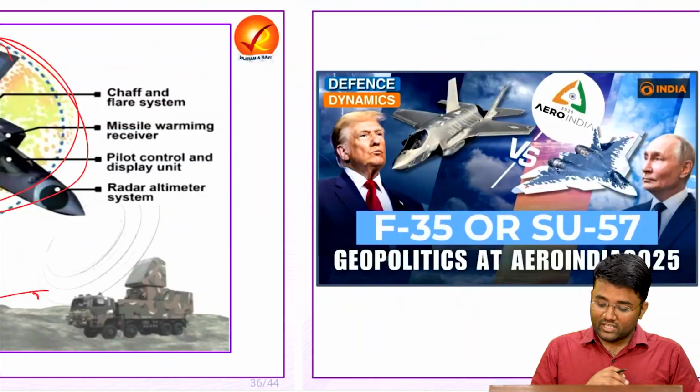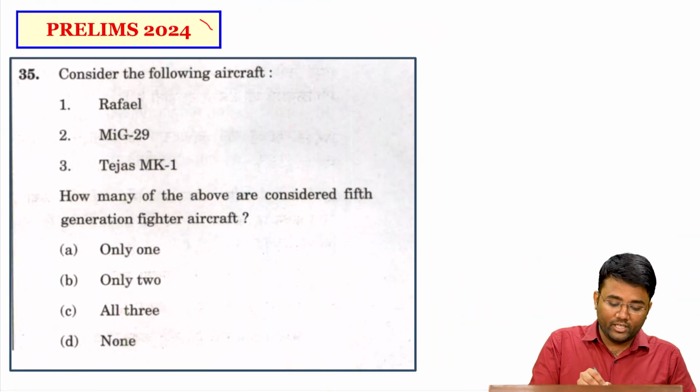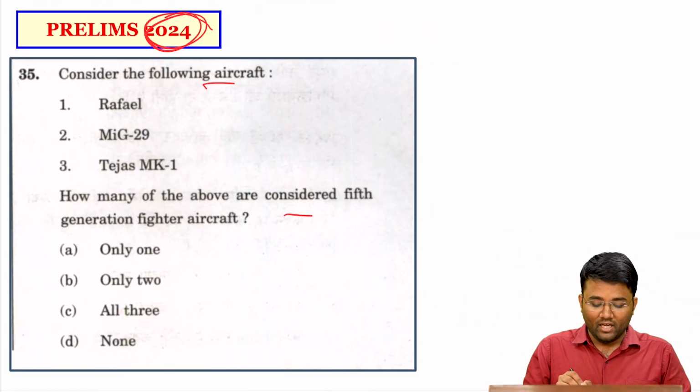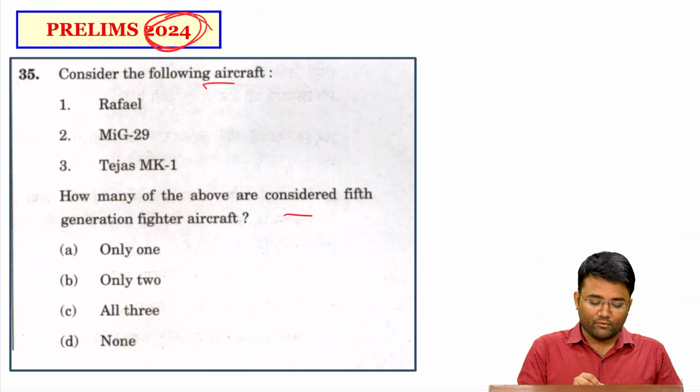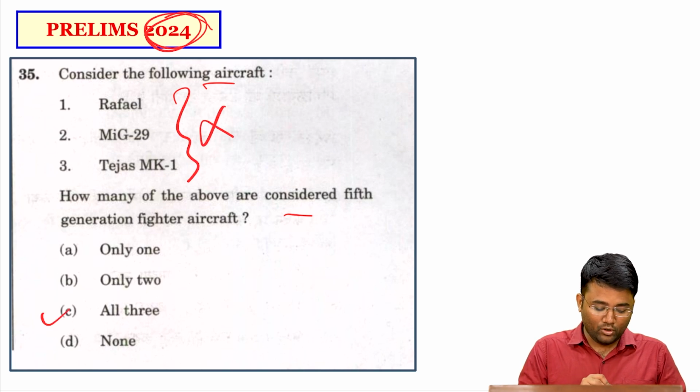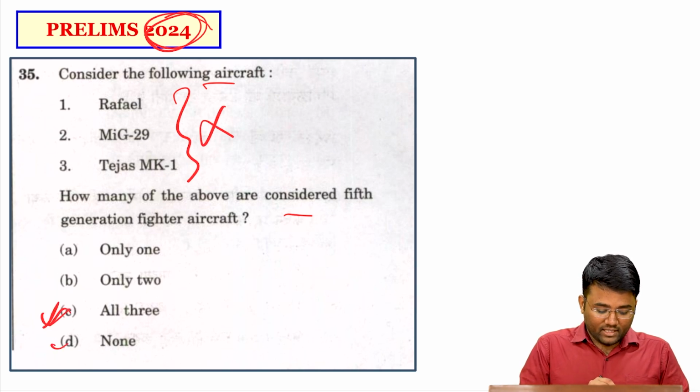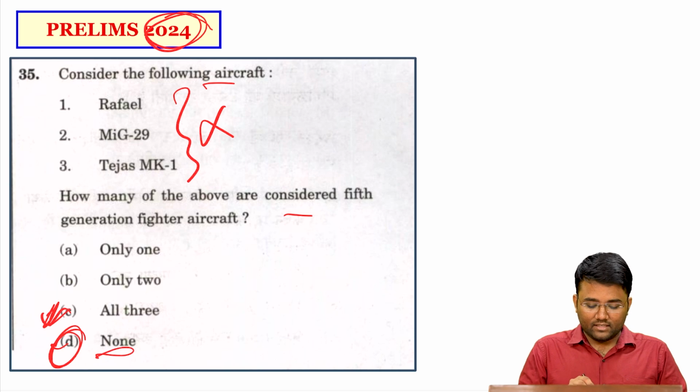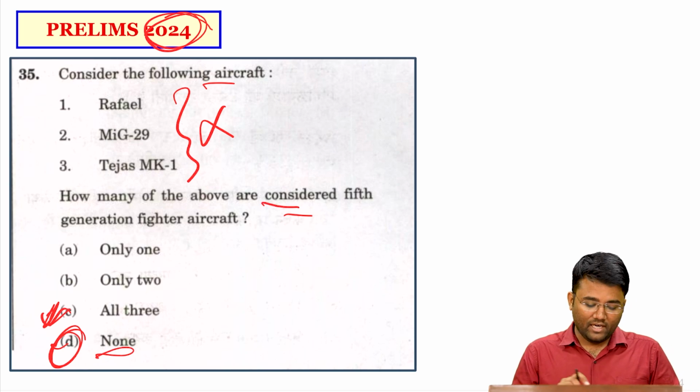Also, this was a question that was asked in the UPSC Prelims 2024 examination: which of the following aircraft are 5th generation aircraft? All these three were incorrect. The correct answer was D, none. None of these are considered 5th generation fighter aircraft.